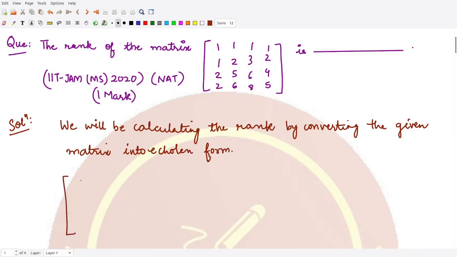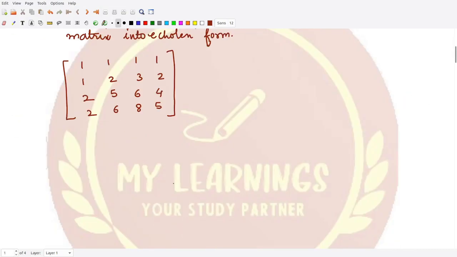First of all, let me copy down the matrix. It is 1 1 1 1, 1 2 3 2, 2 5 6 4, and then 2 6 8 5. So this is the given matrix. Now we have to convert it into the corresponding echelon form. That means we have to make this and this equal to 0 using this element.